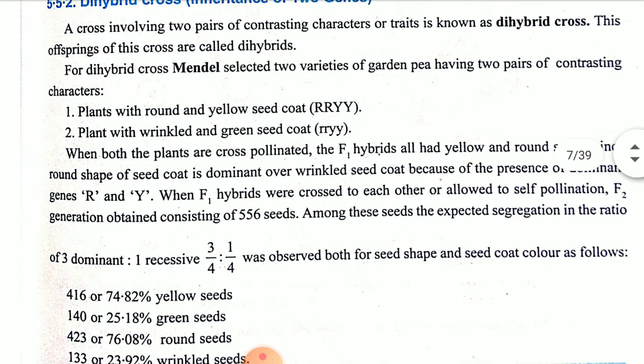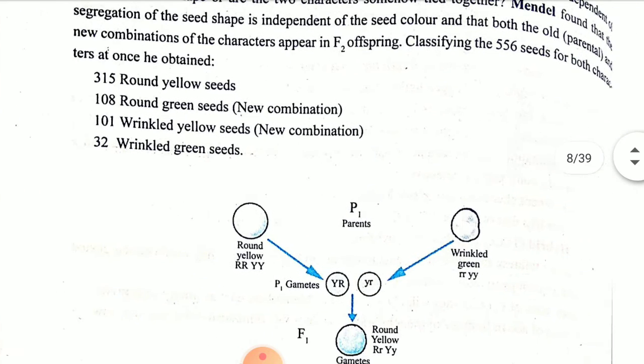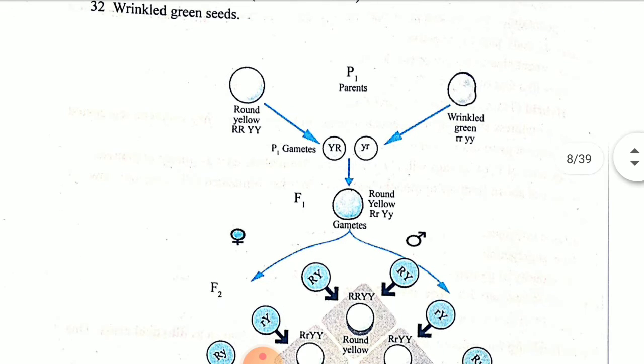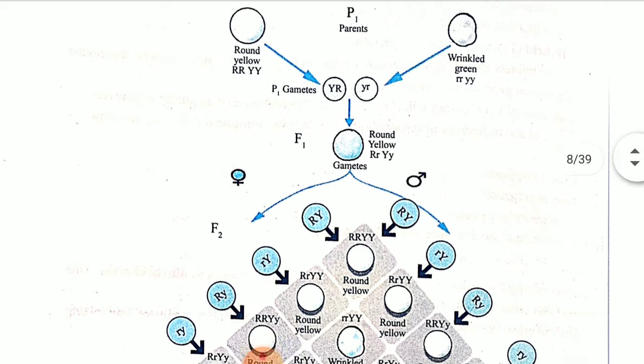Dihybrid cross: in this case, children, we take two contrasting characters. The shape of the seed and the color of the seed we have taken. There are two types of seed shape, round and wrinkled. Then there are two types of seed color, yellow and green. In the F1 generation we got the hybrid of all four characters, round, yellow, wrinkled, green. It will have all the four characters, capital R, capital Y, small y. When it does self crossing, that is capital R, capital Y, small y.